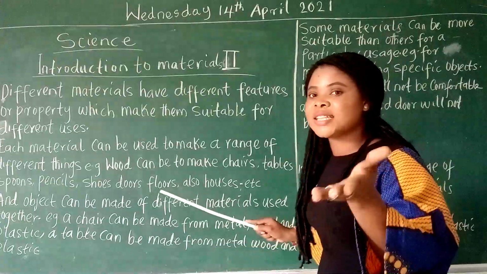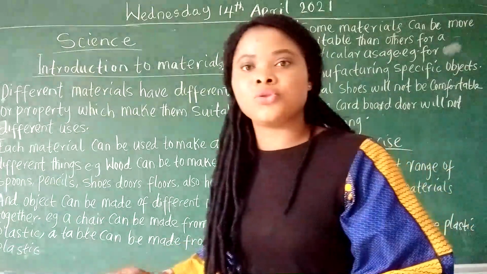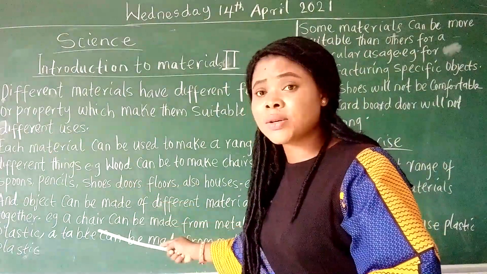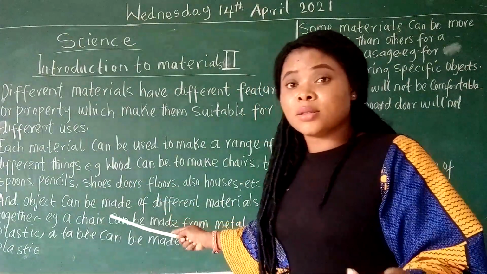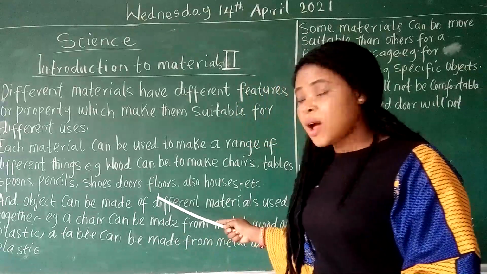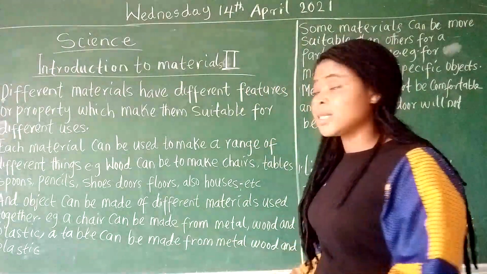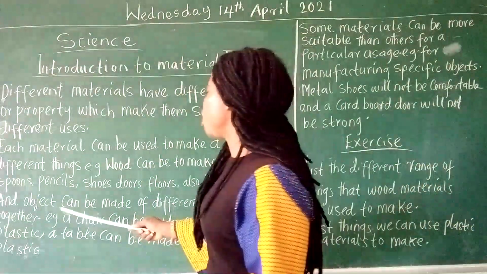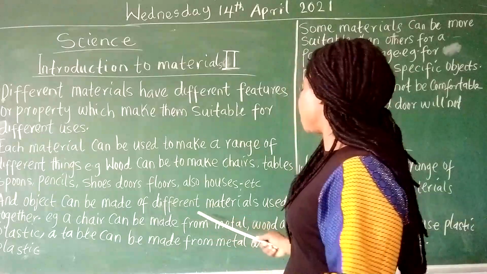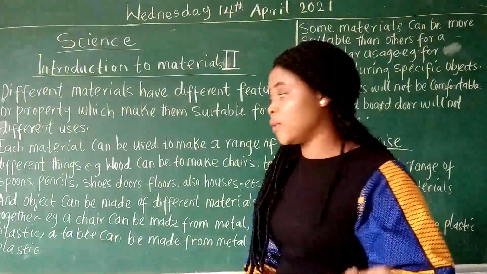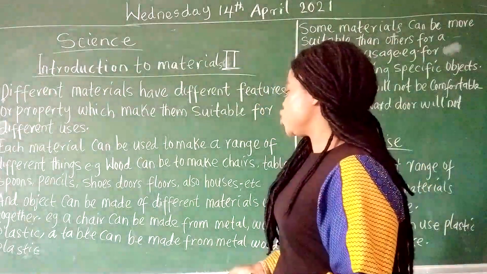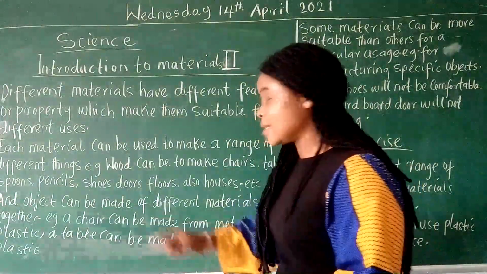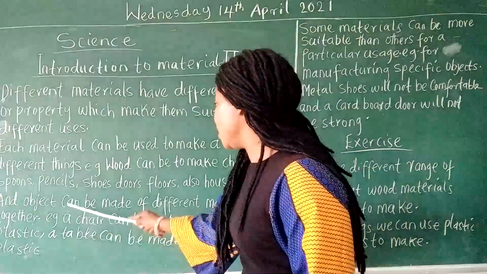Houses. These are the different things that wood can be used to make. We have spoons, pencils, shoes, jars, floors, also houses, including chairs and tables. An object can be made of different materials used what? Together. A chair can be made from metal, wood, and what? Plastic. I will take it again.